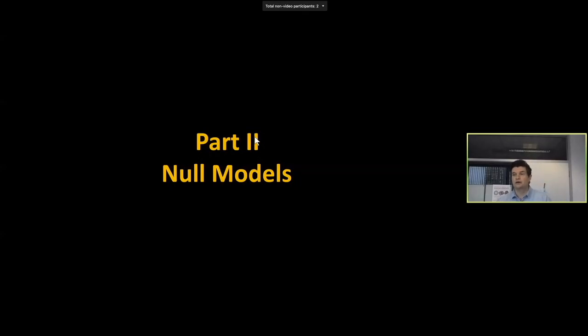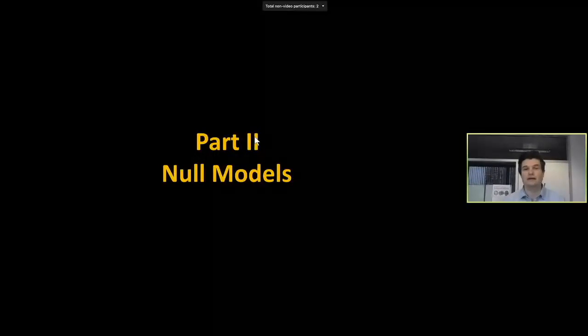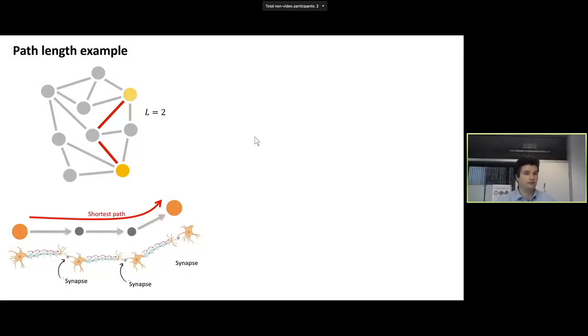So the next part of the talk, I want to move to null models. And null models are crucial in connectomics to set references, to set benchmarks. And I want to begin with this example. So this is a small network, and I want to consider the network measure of path length.